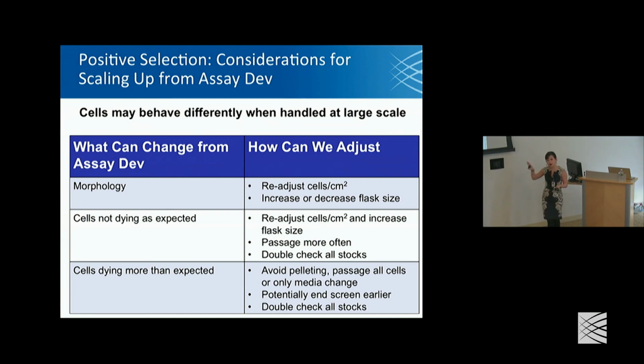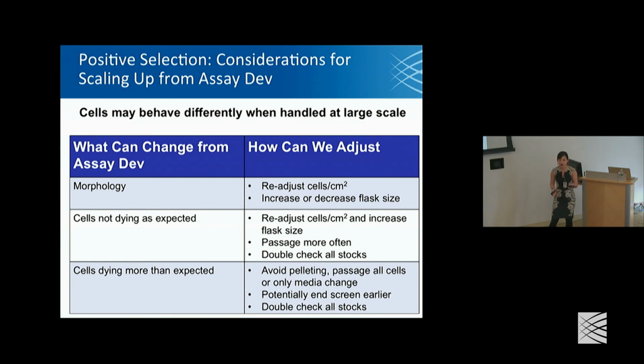Hopefully this is something you saw in your assay dev since your cells would have been on drug as well at that point. So you should have an idea of how many cells per centimeter squared to work with. Likewise, if your cells are not dying as you expected, you may need to readjust your cells per centimeter squared and increase your flask size. You also want to consider passaging more often, because sometimes passaging more often might kickstart these drugs a little bit more for you. You also want to be double checking all of your stocks.